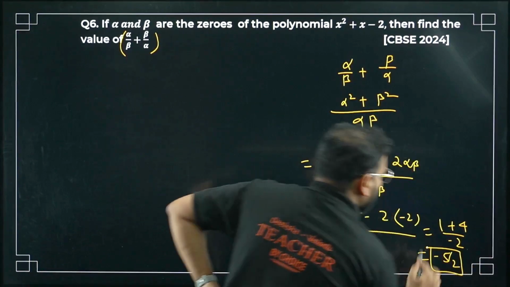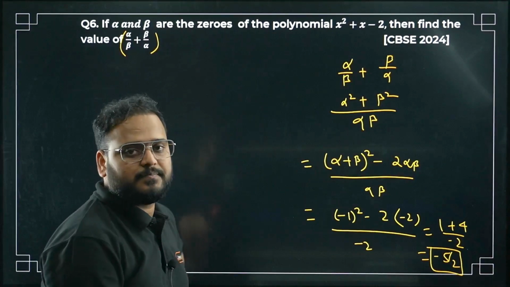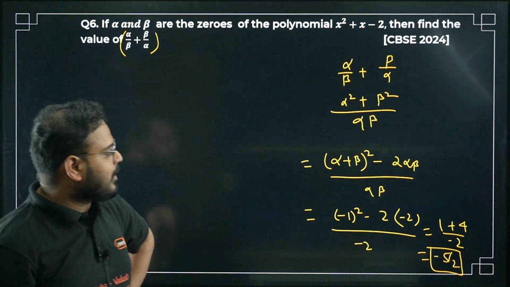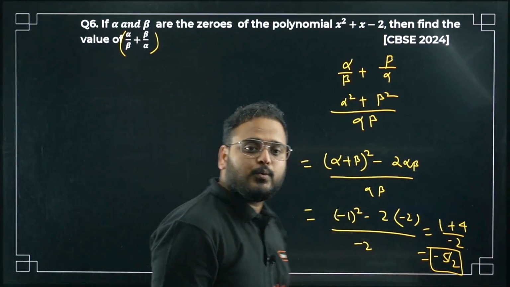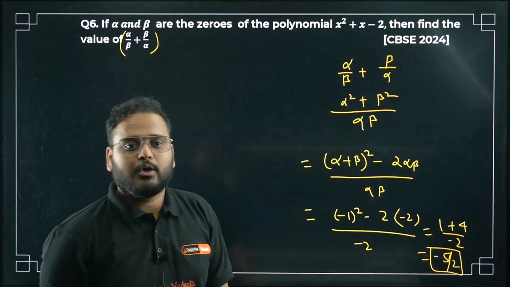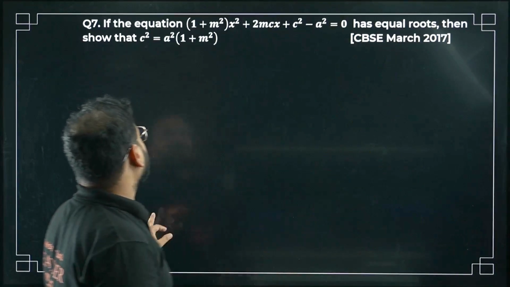Minus 5 by 2. It's a 2-mark question, asked in 2024. Please check. The answer is minus 5 by 2. I hope this is clear. Alright, minus 5 by 2. Clear? Now, question number 7.